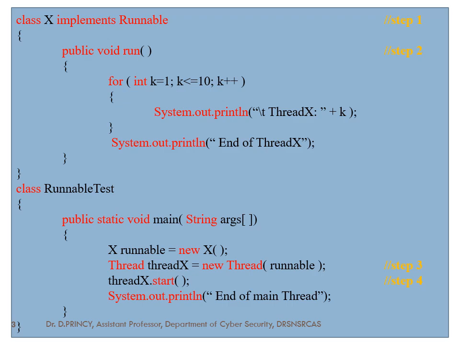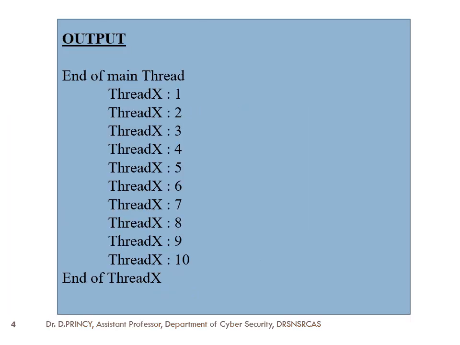This is the main difference between extending a class and implementing a Runnable interface. So this will be the output of the above program. Once it invokes the run method, it starts executing the thread, and it contains the for loop to display the thread x from 1 to 10. After it reaches the end of the thread, it goes to the dead state, that is the end of thread x.